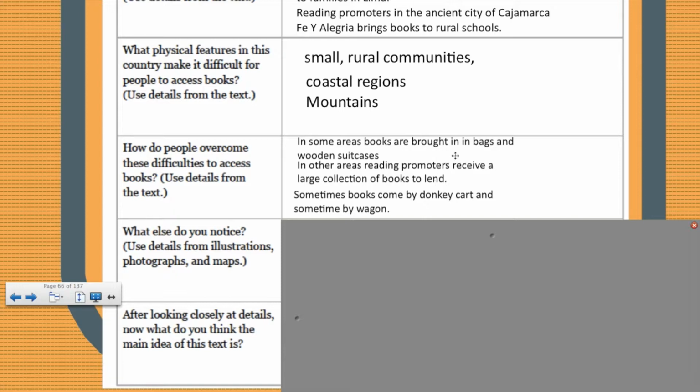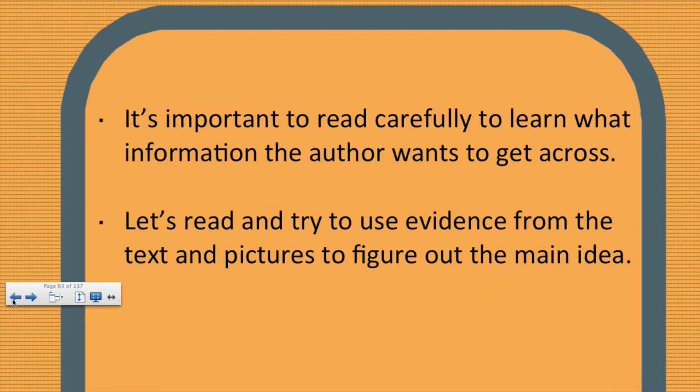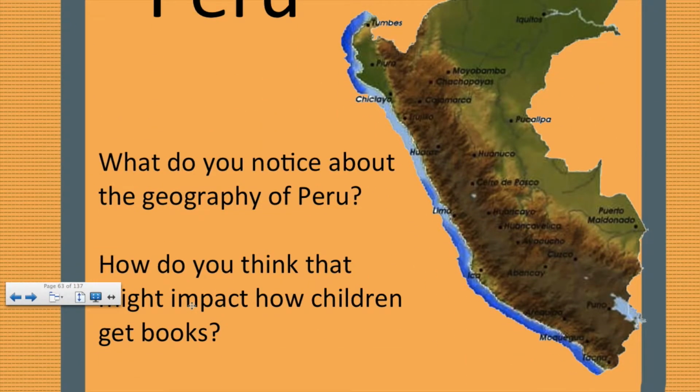In some areas, books are brought in bags and wooden suitcases. In other areas, reading promoters receive a large collection of books to lend. Sometimes books come by donkey cart and sometimes by wagon. What else do you notice when you look at the text and the illustration? Well, we have looked at this map of Peru, and we can see that there are coastal regions and mountains that may make it difficult for people to access books.